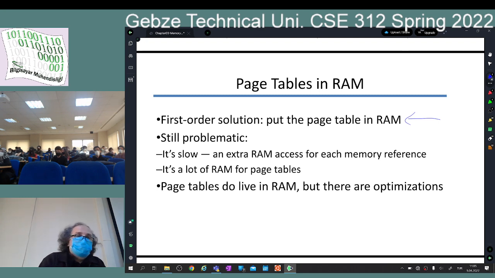The modern operating systems, yes, they keep their page tables in RAM partially.